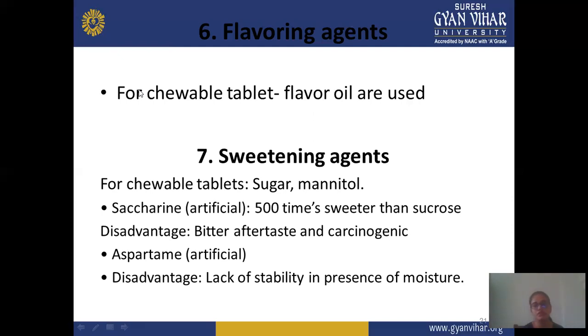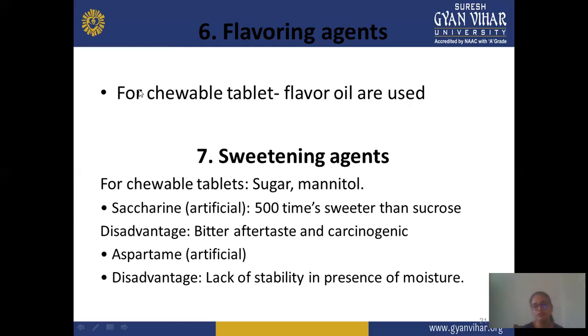In a chewable tablet, the first sweetening agents used are sugar or mannitol. These are the most widely used. Other than sugar and mannitol, different sweetening agents are also available, like saccharin, an artificial sweetener. It is 500 times sweeter than sucrose. If you use this artificial saccharin, it requires a very small amount because it is so sweet, approximately 500 times sweeter than sucrose.